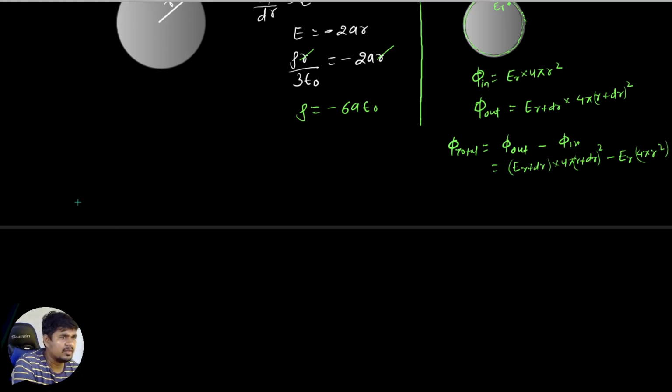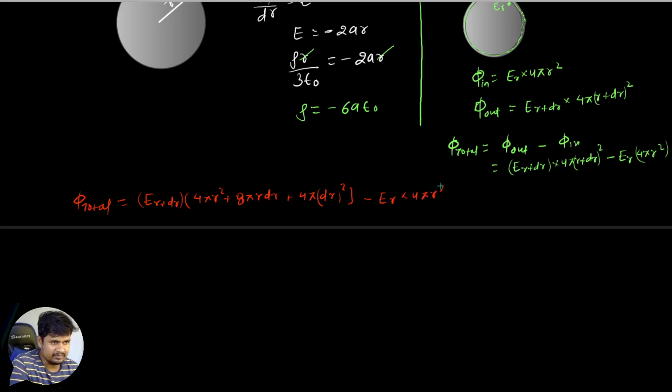Because here we are going to discuss a very important point, that is phi total. If I solve it, I will get E at R plus dr into (4 pi R square plus 8 pi R dr plus 4 pi times dr whole square), minus E at R into 4 pi R square.